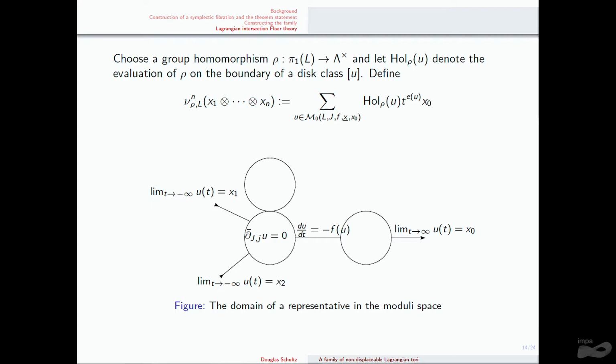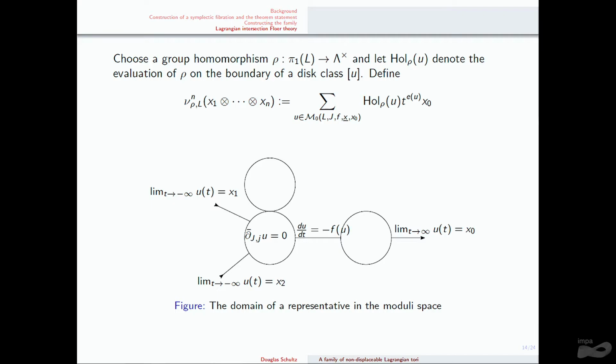So you define, at least on Morse generators, the product of x1 through xn, the nth product, to be some count in some moduli space of outputs weighted by holonomy and t to the symplectic area of the disks. Okay, so I'm basically counting these early Morse trajectories.